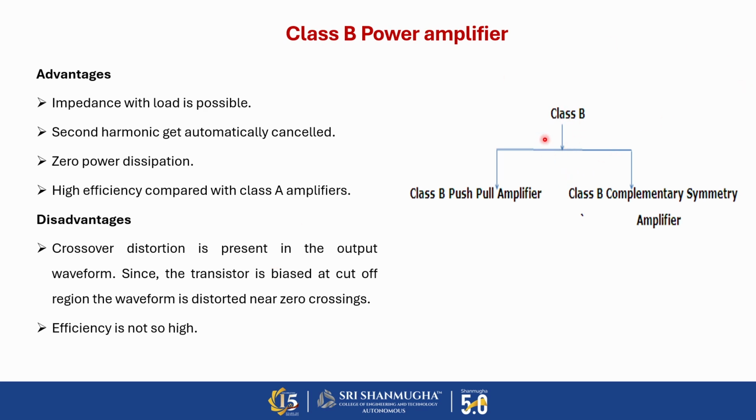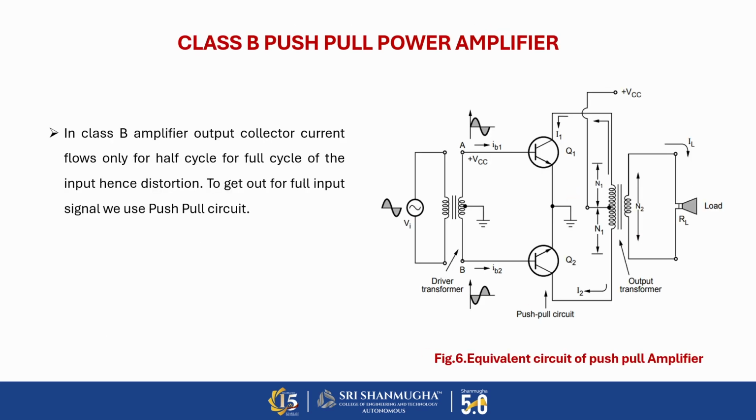The class B amplifier is classified into two types: one is the class B push-pull amplifier and the other is the class B complementary symmetry amplifier. First, the class B push-pull amplifier. Here we are utilizing two transistor stages, Q1 and Q2, and the input terminal is connected to the transformer, which is denoted as the driver transformer, and the output transformer is connected at the collector terminal, and the emitter is grounded. In the class B amplifier, the output current flows for only one half cycle of the full input signal. So we are applying the full input signal, and the output is present only for the positive half cycle.